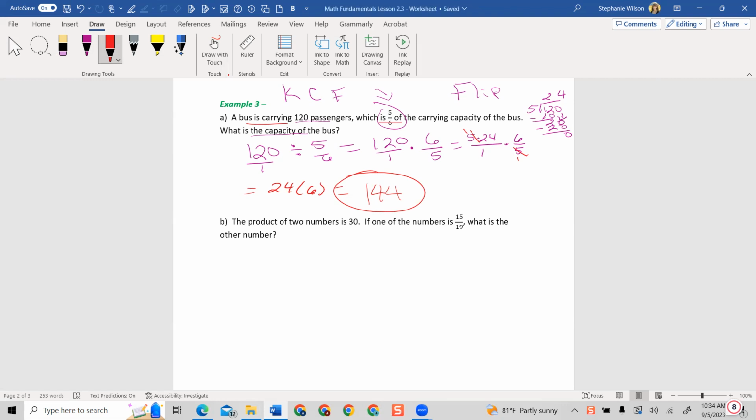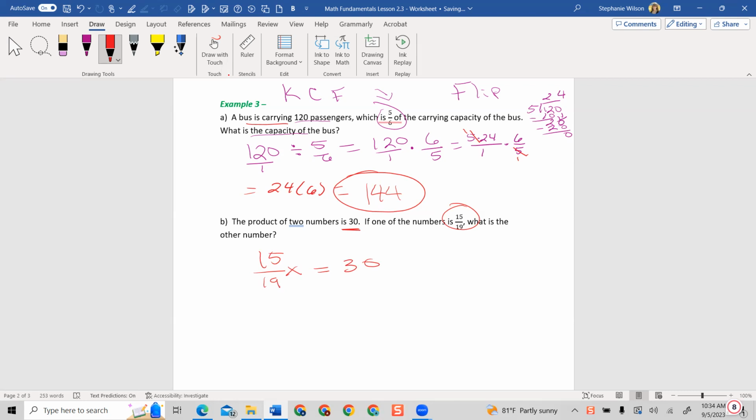All right, let's do B. B says we have a product of two numbers, and the product of those two numbers is 30. Remember that. It says if one number is 15/19, what is the other number? All right, so I'm going to let X, you can let whatever variable you want, be my unknown, and my X is going to be the other number. So I'm going to take that 15/19 X and set it equal to 30. Now let's solve for X.